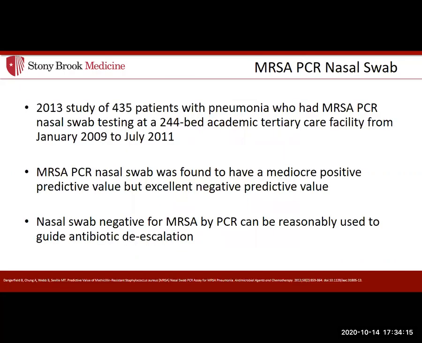So in 2013, there was a study evaluating the use of MRSA PCR nasal swabs in patients with pneumonia. In centers with a moderate background prevalence of MRSA pneumonia, nasal swab MRSA PCR testing showed a 98.4% negative predictive value for CAP, meaning that a negative result of this test can be used to rationalize the idea that MRSA coverage is no longer needed.